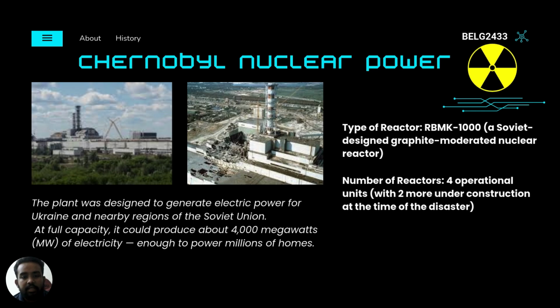The type of reactor is the RBMK 1000. It's a Soviet designed graphite moderated nuclear reactor. There were a total of 4 operational reactor units, with 2 more under construction at the time of the disaster.